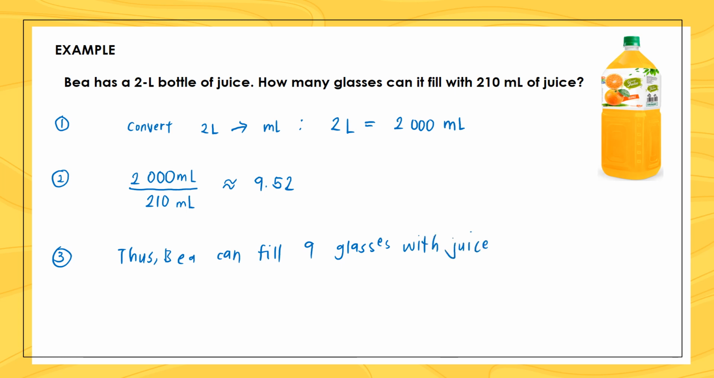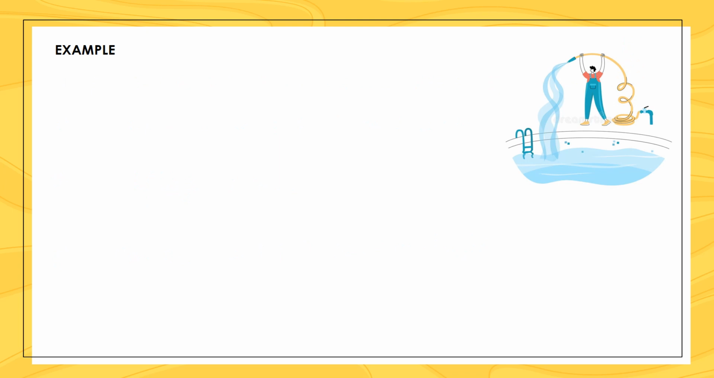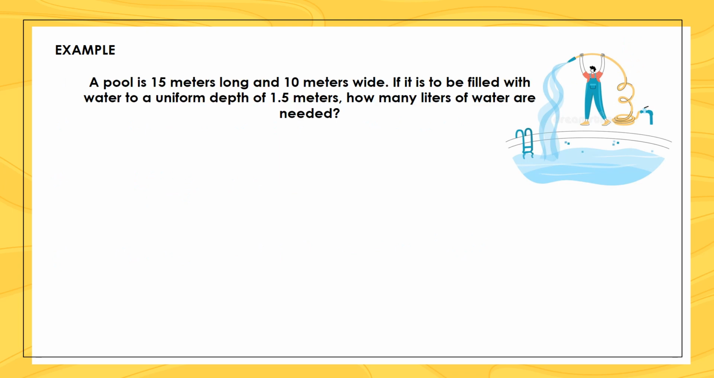I hope you understand this one because we will proceed with our example number 2. Example number 2. A pool is 15 meters long and 10 meters wide. If it is to be filled with water to a uniform depth of 1.5 meters, how many liters of water are needed?